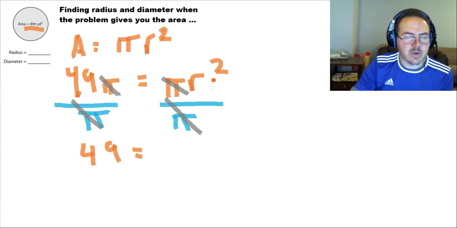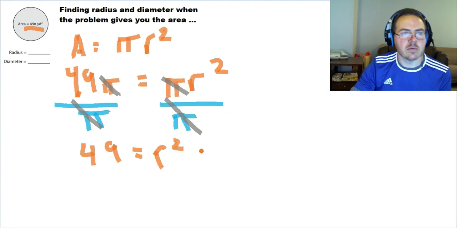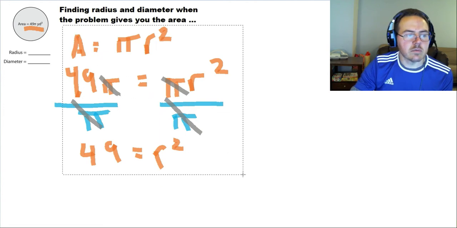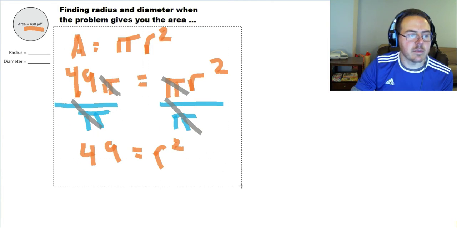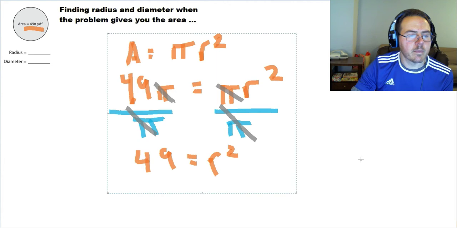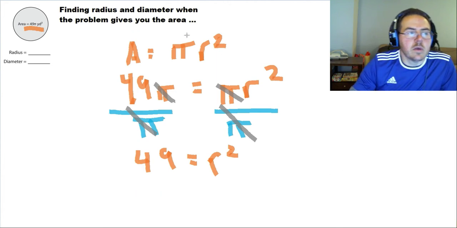And 1 times r squared is still r squared. So that's where we're at so far. Move my scrapbook just a little bit. So we have one bit of undo math left to do. We just want r, we don't want r squared.